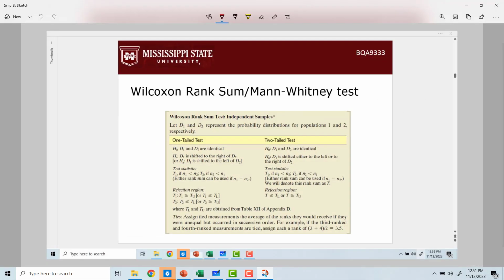Now here is the test, and I've put a snippet of it on my thumbnails. So we have two groups here. And if we look at this, we're thinking about D1 and D2, our distributions. And the null hypothesis is always that the distributions are identical.